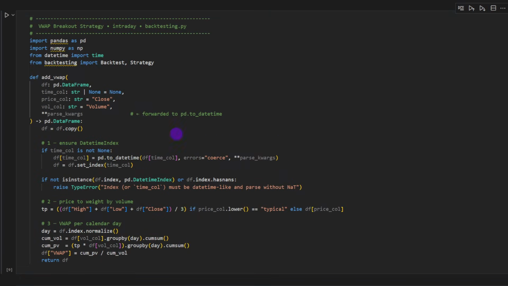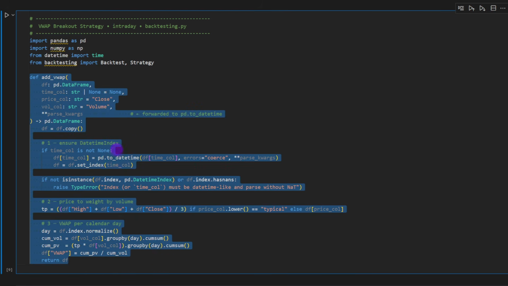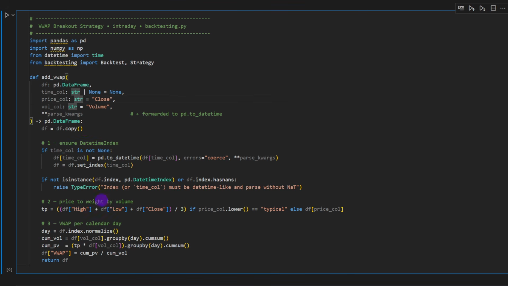So this is our Jupyter notebook file. This is the Python code we'll be using. The first thing I'm doing is defining our add VWAP function. The reason I'm defining this function manually, instead of importing the pandas technical analysis package, which would allow me to compute the VWAP with one line of code, is that I would like to be able to change the reset time of the VWAP.